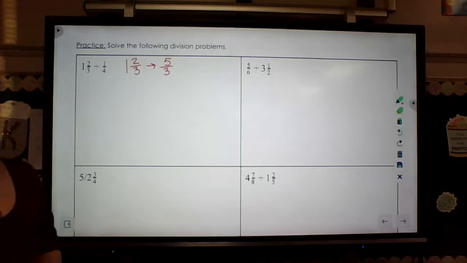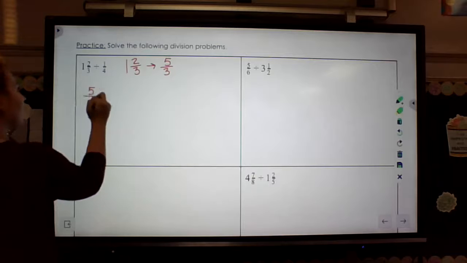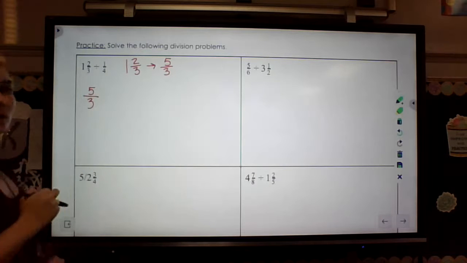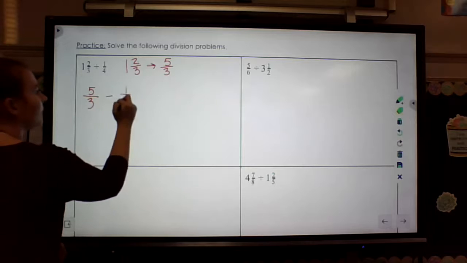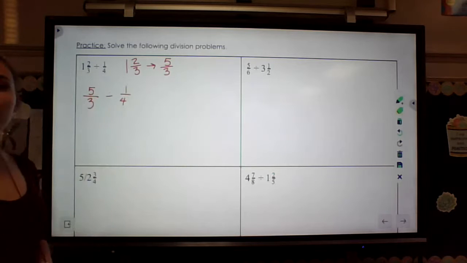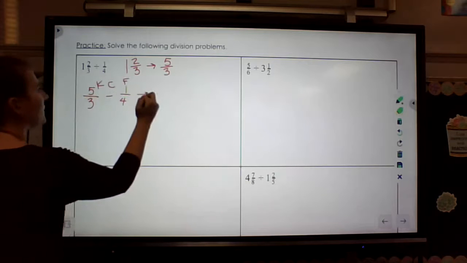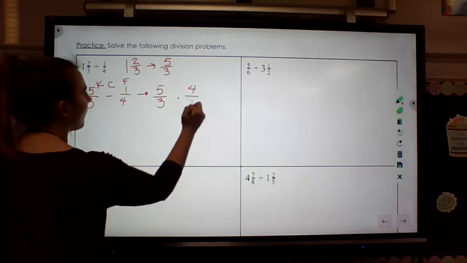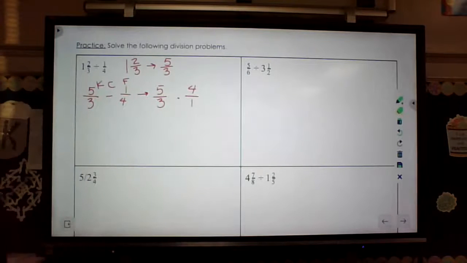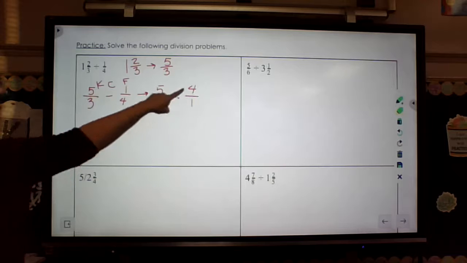When I rewrite my division problem, I want to keep it in the same order. So it's going to be 5 over 3 first, because that was just what my 1 2/3 is as an improper. Still have my division sign, and then 1/4. From there, normal division. Keep, change, flip. So it's going to be 5 over 3 times 4 over 1. This is a good spot to see if you can cross cancel. Unfortunately, on this one, you're not going to be able to. 5 and 1 do not share any common factors. Neither do 3 and 4.